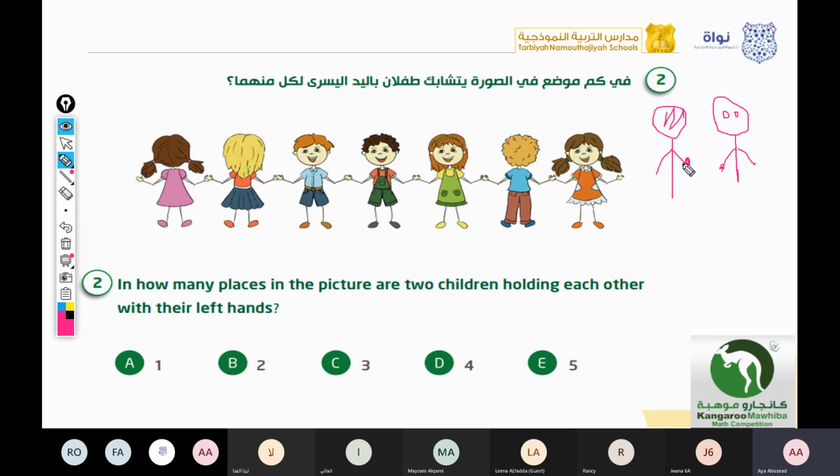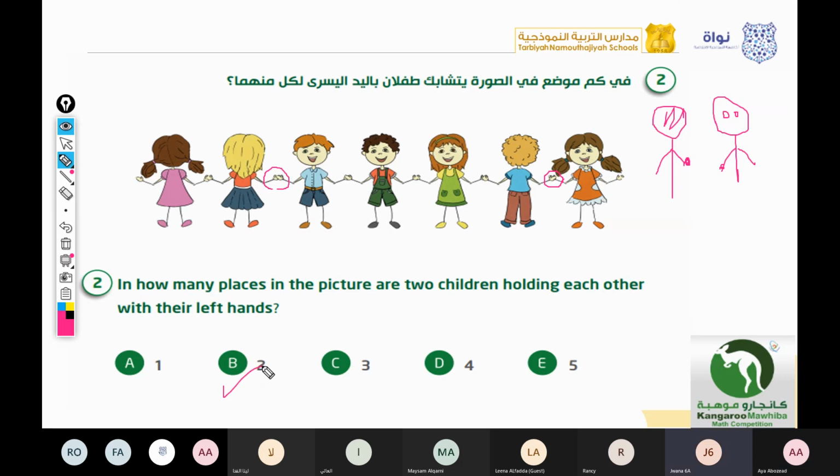So only two are holding each other with their left hands, one looking at me and one giving me their back. From here, it's their right hand. Yes, this. So now how many? Just two.